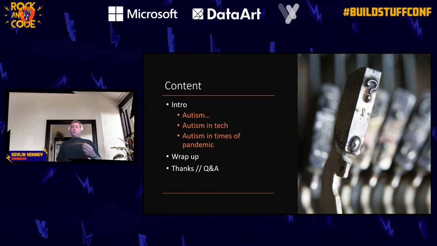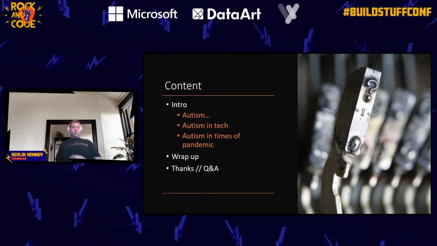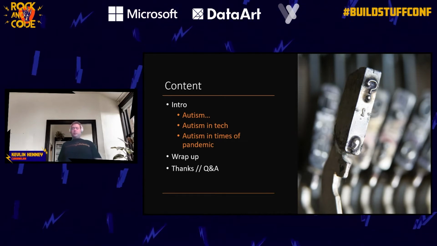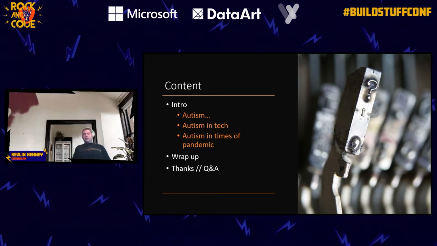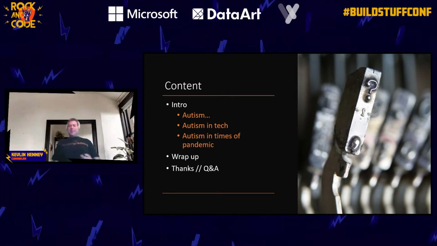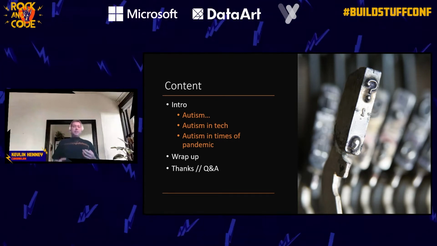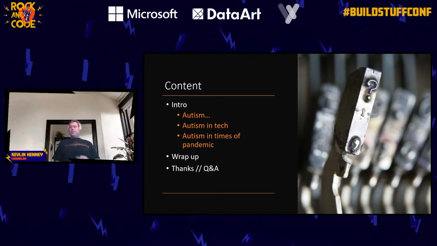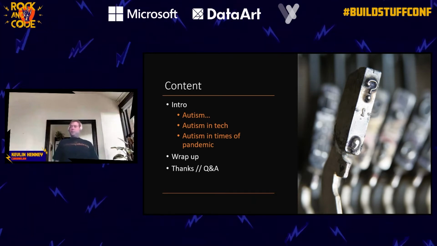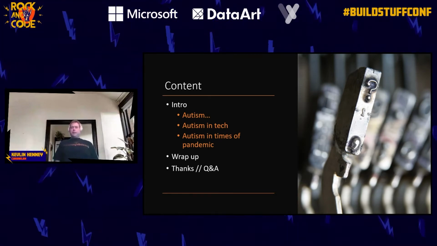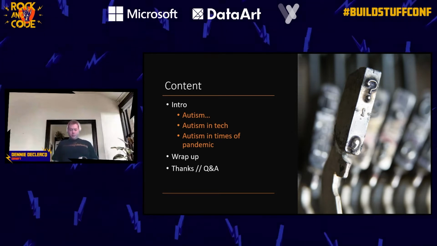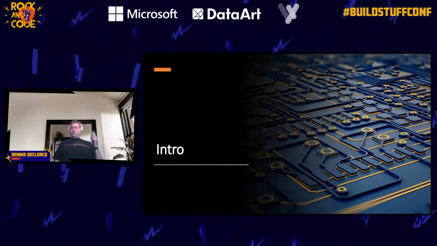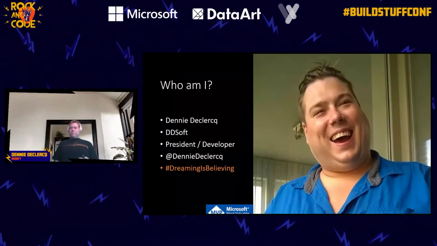So I'm going to talk about a bit of explanation about what autism is. And of course, the biggest part will be autism and tech, because that's the talk today. And then, because these are special times, these are weird times with the pandemic, I want to link it to autism in times of the pandemic. And then it's already the end of this talk.